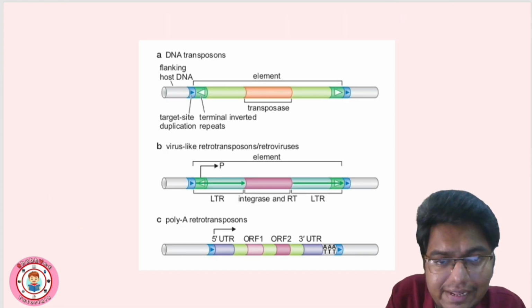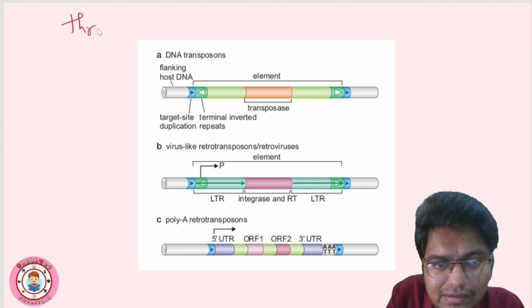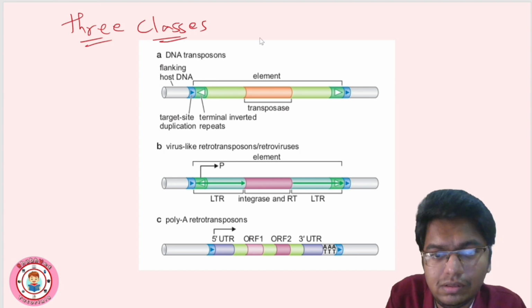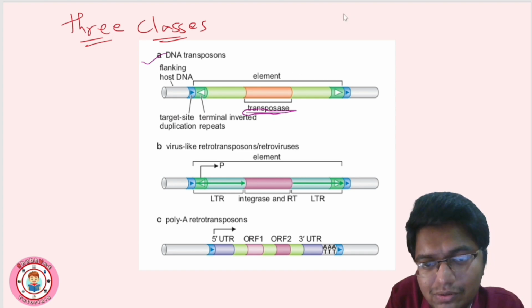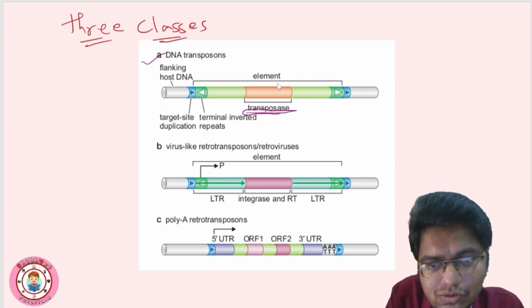Now these are three classes of transposable elements. So first is DNA transposon. Here we have to know transposase. Transposase is the enzyme that brings about transposition. Sometimes it is called integrase as well. So this element is coding for transposase.